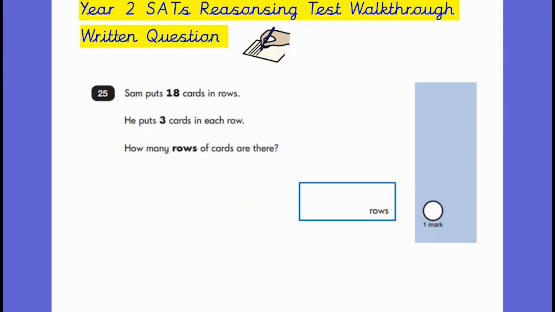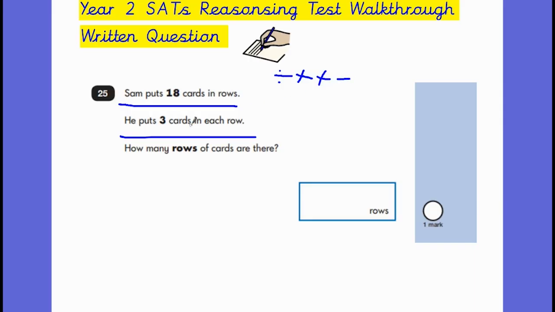Question number 25. Sam puts 18 cards in a row. He puts 3 cards in each row. How many rows of cards are there? So, again, towards the end of the test, we have a lot of these worded problems, and they get quite tricky. So we've got to work out, are we dividing, multiplying, adding, or taking away?